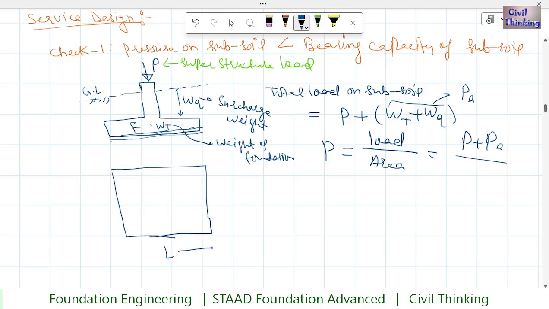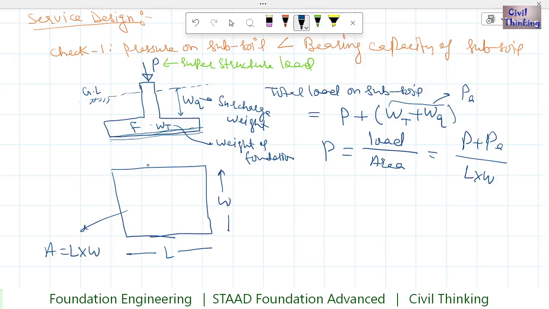Okay, this is the length of the footing and this is the width. So what is the area? L times W. Okay, so this is the pressure on the subsoil.